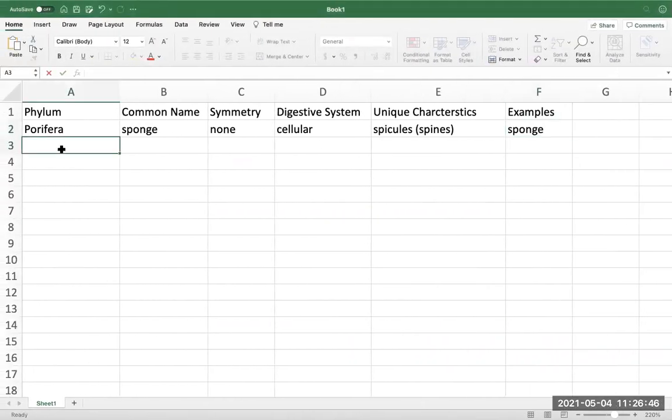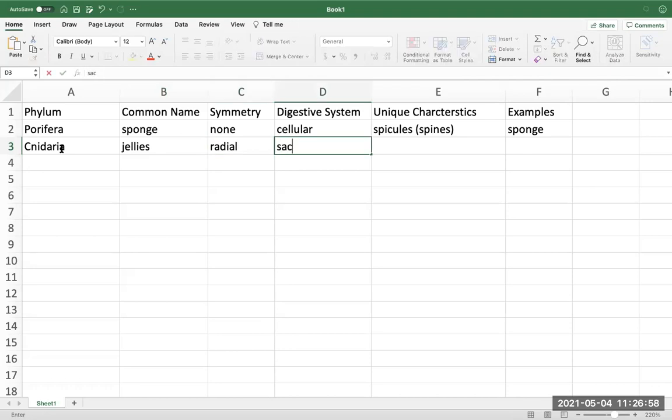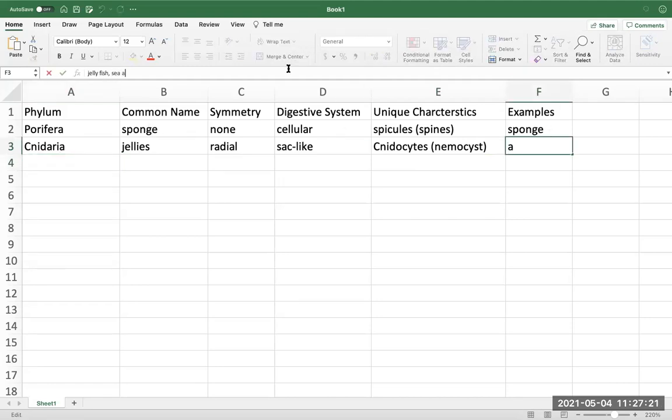So let's fill this out. Cnidaria, common name, I would say jellies. Symmetry radial, digestive system sac-like. Does not have complete digestive system. Unique characteristics is cnidocytes. So those are the cells, the stinging cells. And the structure in there is nematocyst. Examples, jellyfish, sea anemone, corals, etc.